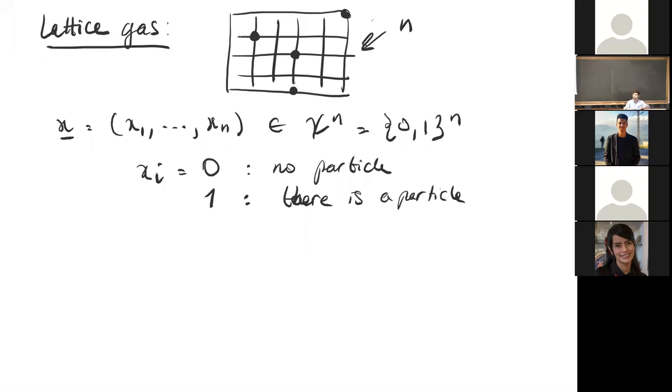So think of a surface on which you can have particles that are there or not, that can move around. And we will describe the statistics of these particles on this surface. Okay?